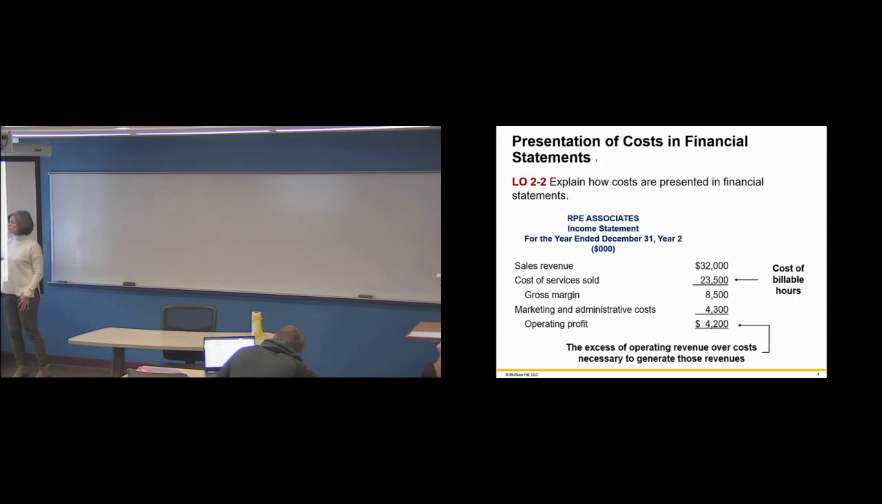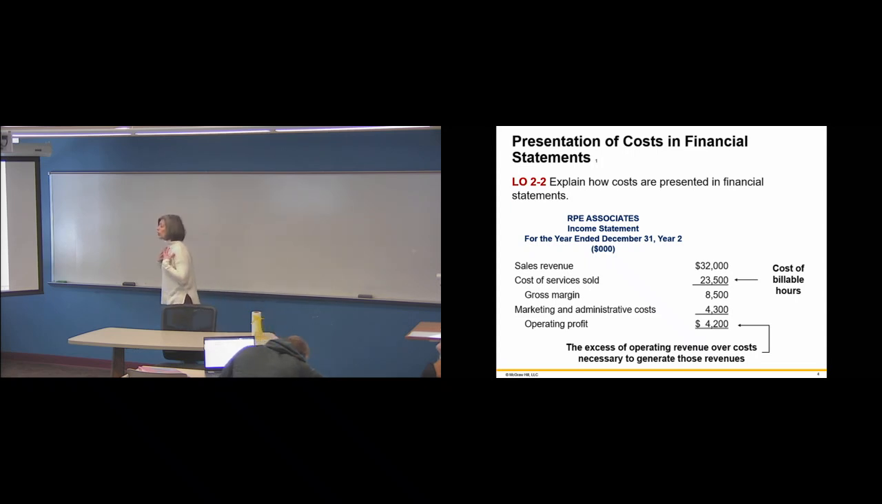And then that's your gross margin. Another word for margin is profit, so some textbooks will use the term profit, but gross profit, gross margin mean the same thing. Margin is extra, that's what the word means. So that's the extra sales revenue you have in excess of your cost of services sold. That extra has to go and cover marketing and administrative costs.